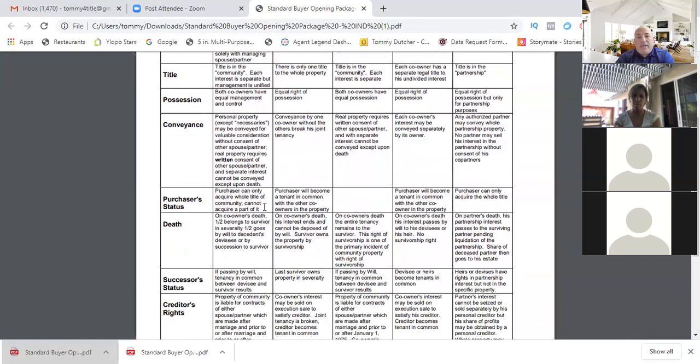Upon a co-owner's death, his interest ends and cannot be disposed of by will. So the survivor owns the property by survivorship. So Betsy and I own a property, I pass away, 100% of the rights to that property revert to Betsy, okay?